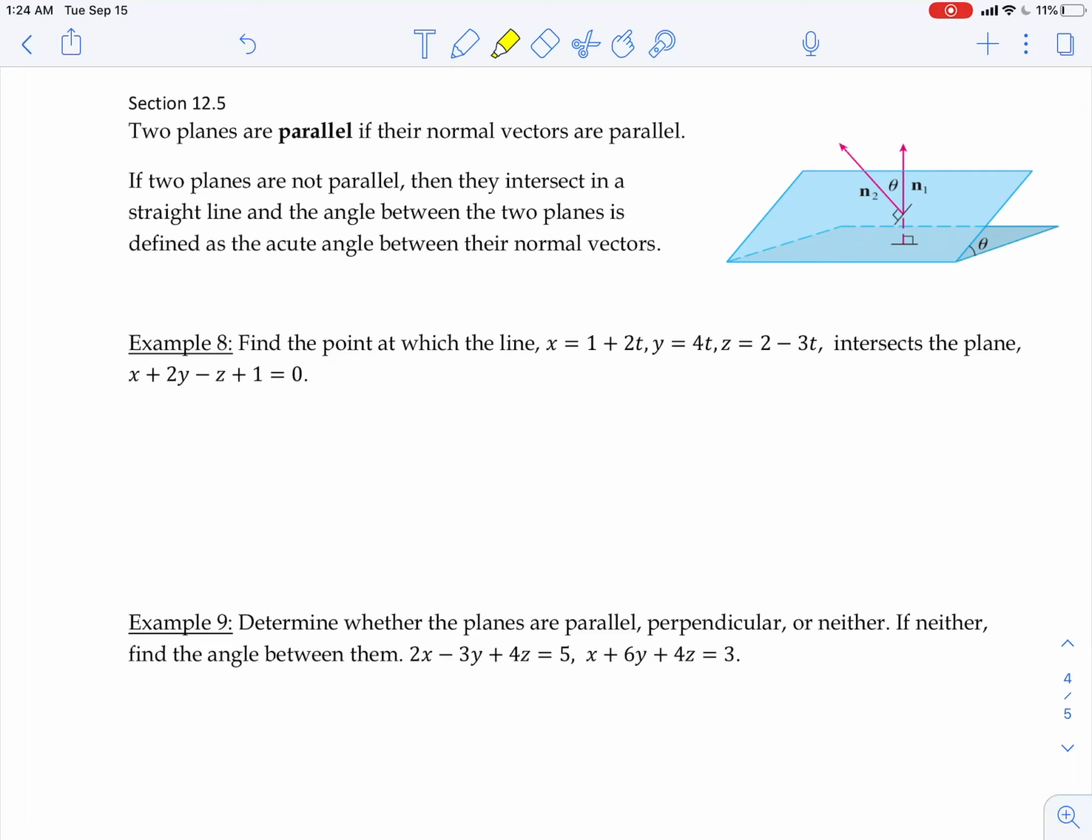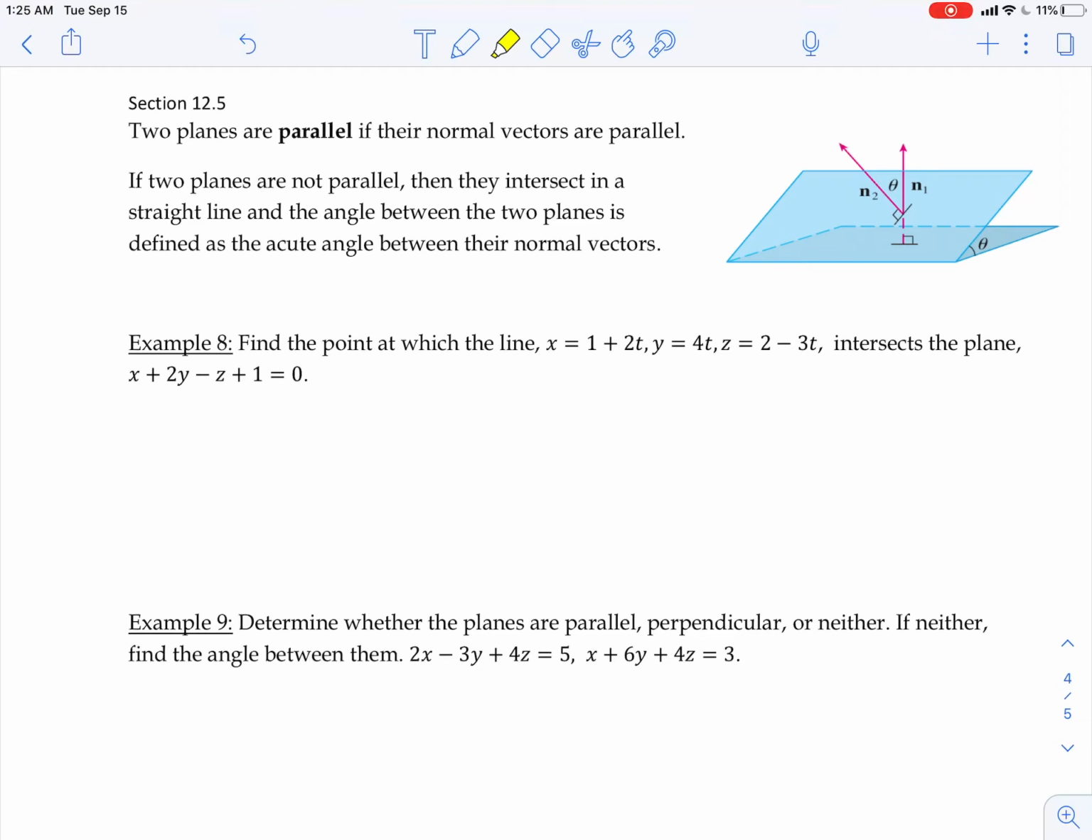Given this, we're going to be able to tell where exactly these planes are intersecting, and is there a point? So find a point at which the line x equals 1 plus 2t, y equals 4t, and z equals 2 minus 3t intersects the plane x plus 2y minus z plus 1 equals 0.